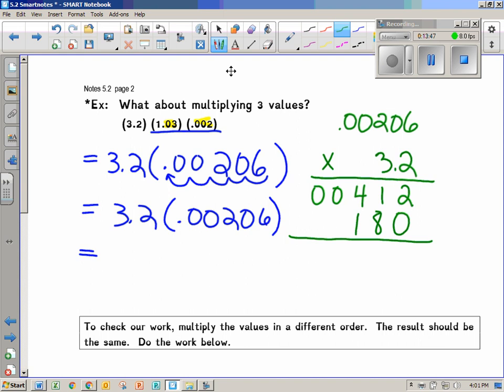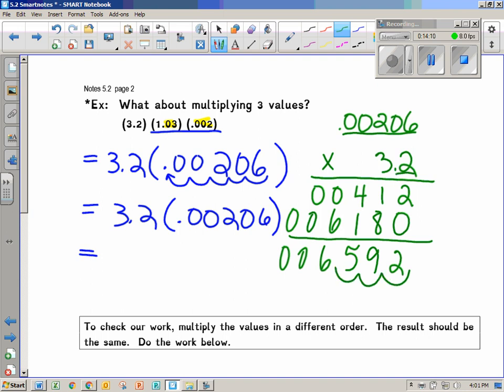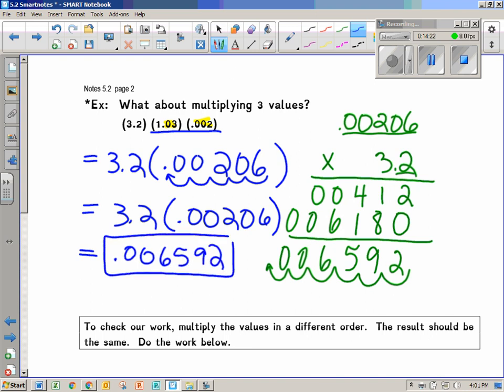Carry the 1, that's 1. 3 times 2 is 6. And 3 times 0 is just 0. So add. This is where it's so easy to mess up. I'll go ahead and put these zeros because I think I'm going to need those places. I've got 1, 2, 3, 4, 5, 6. So I have 0.006592 for my final result.